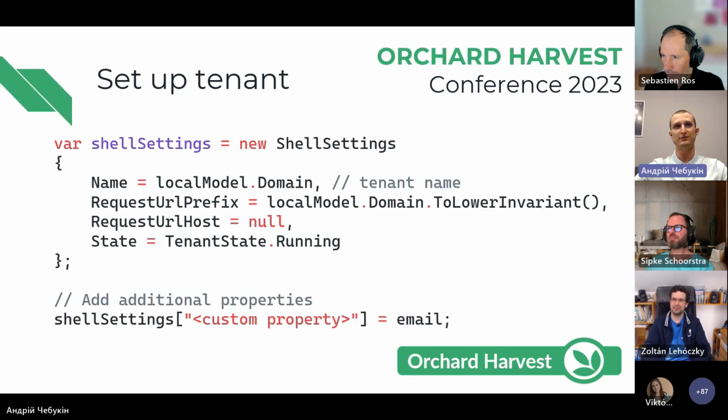Then what if we want a custom tenant, which we probably want in most cases? In that case, we can create shell settings, which have all that stuff. And also, of course, we can add state. And this is just a dictionary, so we can add additional properties and then store those properties to do additional setup.